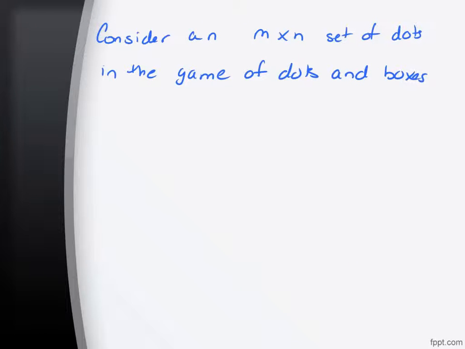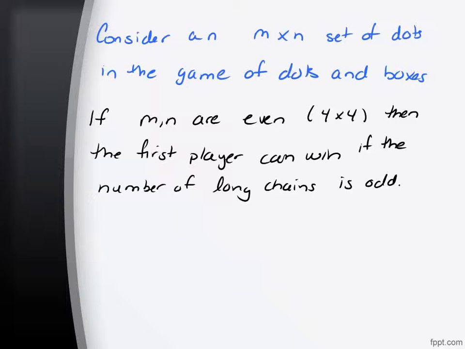So here's a solution. Kind of, it's a partial solution. If I have an m by n set of dots, this is how mathematicians think. They don't think 4 by 4. They think, how can I generalize this to as many possibilities as possible? So if I have an m by n set of dots in the game of dots and boxes, and m and n are both even, for example, the default 4 by 4 box, then the first player can win if the number of long chains is odd.